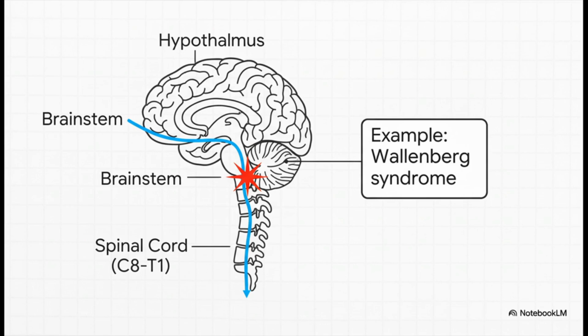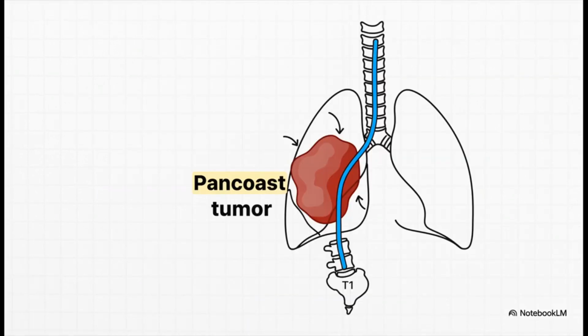The first-order neuron starts up in the hypothalamus and travels all the way down through the brainstem to the upper thoracic spinal cord. A lesion anywhere along this path, like what you might see in a lateral medullary stroke, also known as Wallenberg syndrome, can cause Horner's. The second-order neuron then takes over. It exits the spinal cord around the T1 level and then ascends in the sympathetic chain, running right up the neck. Now, the key clinical point here is its anatomical position.